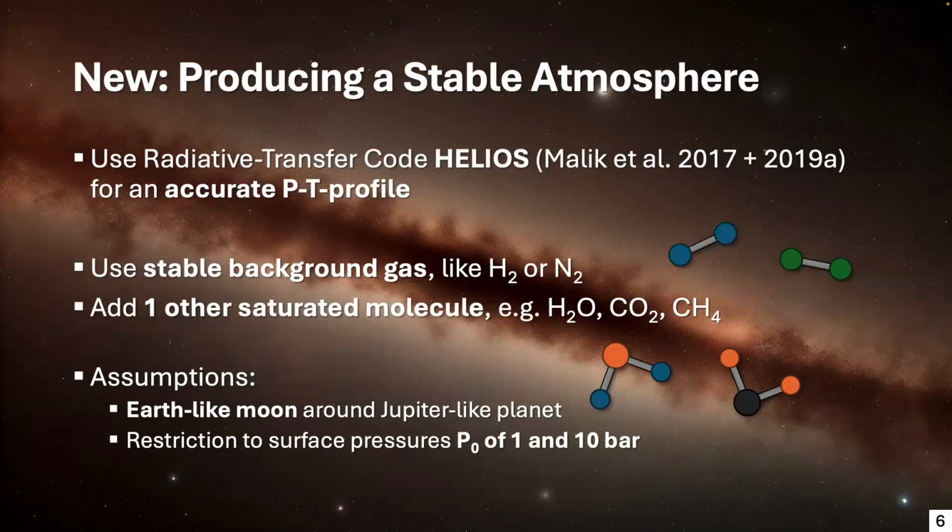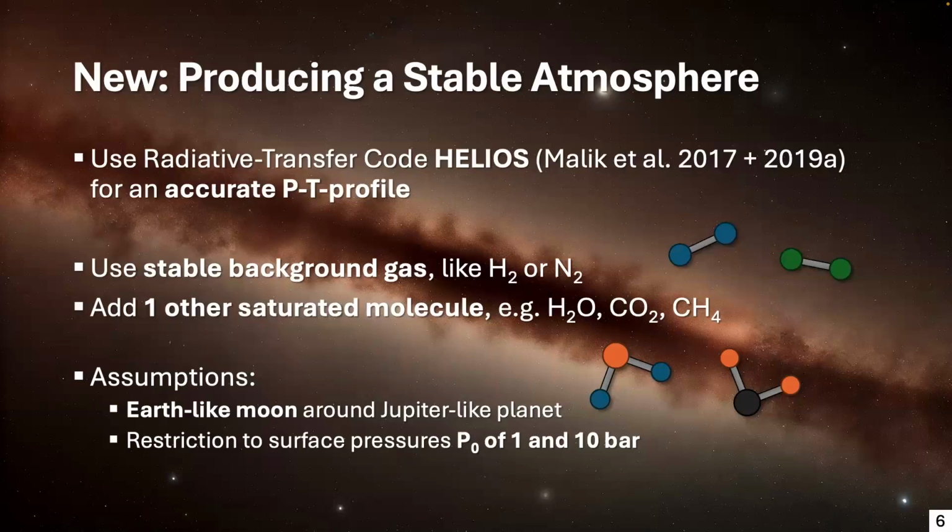And so I use some stable background gas, for example hydrogen or nitrogen, and then saturate it with one other molecule, for example water or CO2. Saturated basically means that it's the maximum mixing ratio possible at a certain pressure or temperature. This could, of course, also mean that it is 100% of this molecule with no background gas necessary. Keep that in mind.